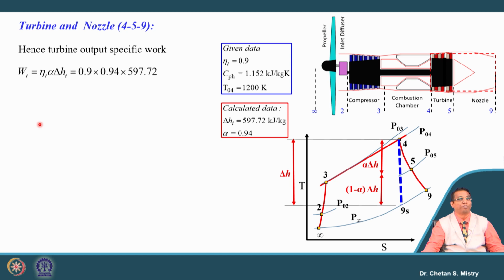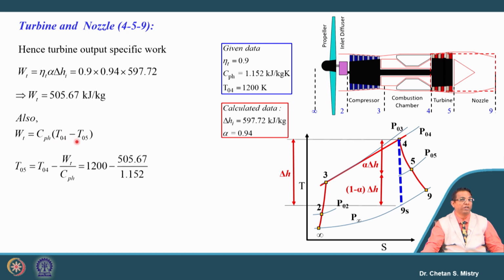So turbine work output we can write down in terms of turbine efficiency into alpha into delta H_I. It says this number is coming to be 505.67 kilojoule per kg. This turbine work we can write down in terms of Cp delta T0. So here in this case T04 is known to us, so we can calculate T05, the exit temperature from the turbine, and this number is coming 761.05 Kelvin.